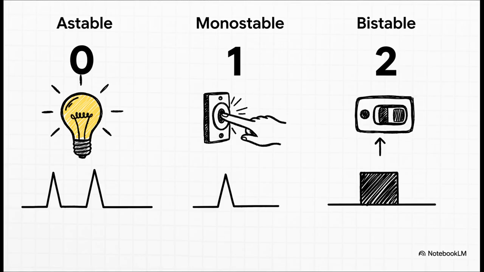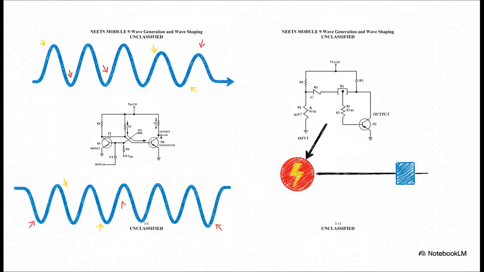Then you have the monostable, which has 1 stable state. It just sits there, waiting until you trigger it, kind of like pushing a doorbell. It gives you 1 pulse and then goes back to its resting state. And finally, the bistable has two stable states, like on and off. Just like a light switch, when you trigger it, it flips to the other state and stays there until you trigger it again.